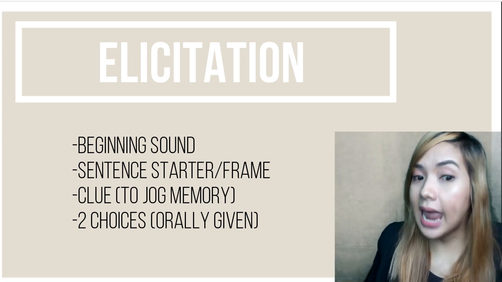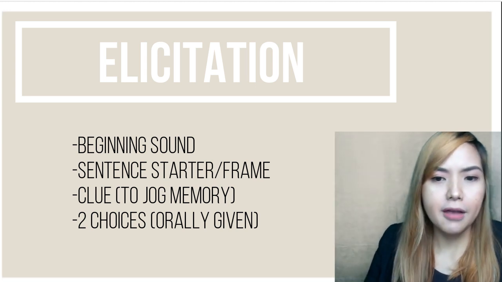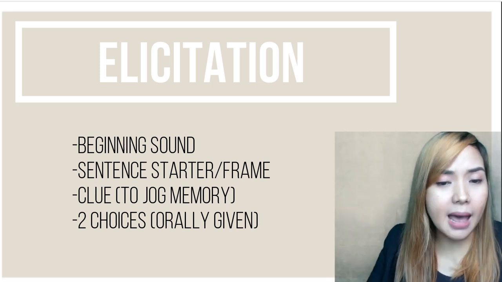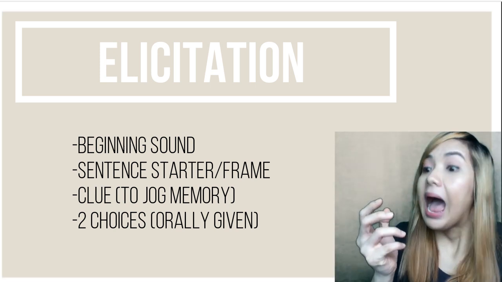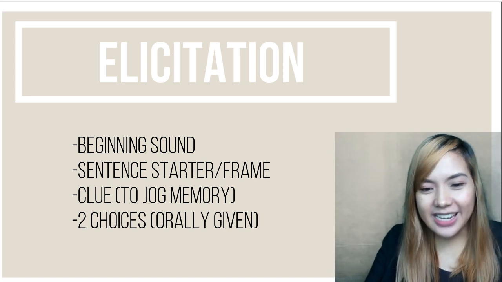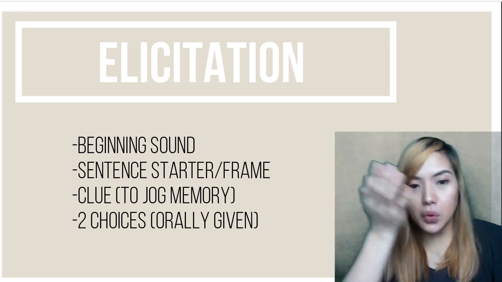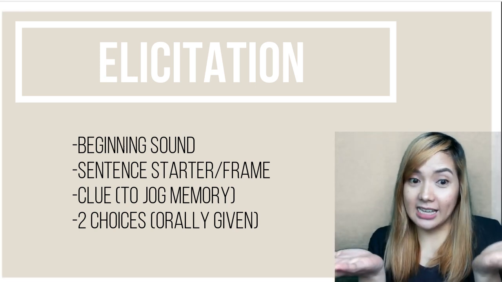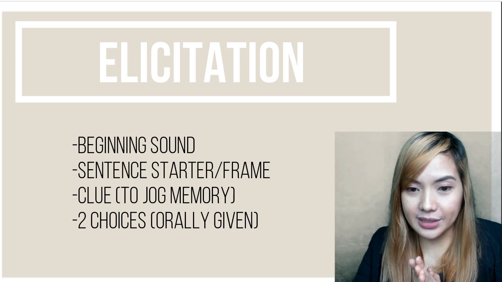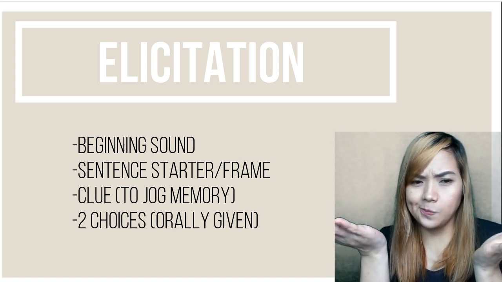For example, instead of just saying apple, you lead the student to say, "This is..." And also you can give clues. For example, if the answer you're looking for is apple, you can do this. And there's also what we call two choices, just like questions. You give two choices and then ask the student the correct answer. For example, apple, orange.